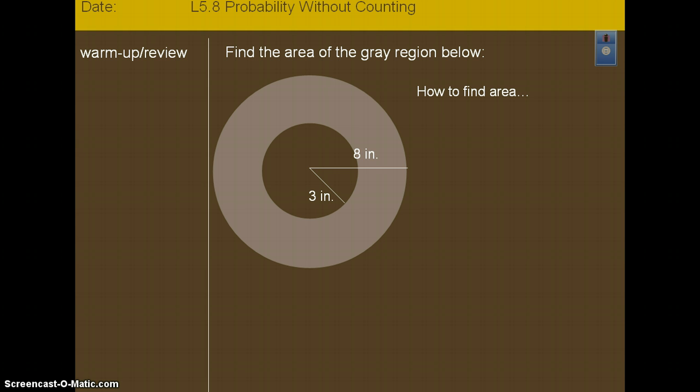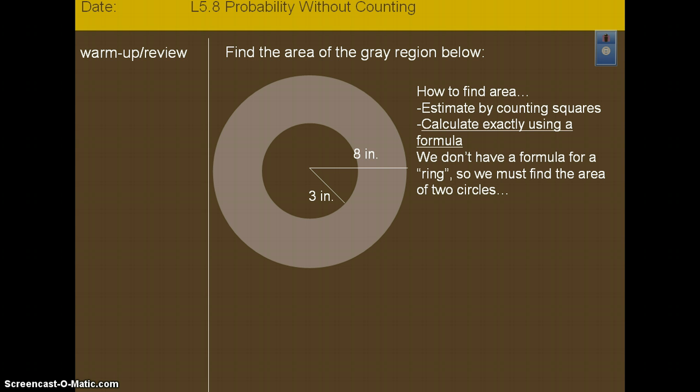How to find area. There really are two ways to do it. You can estimate by counting the squares that would fill the area, or we can be more exact by using a formula. We're going to actually use the second method. We don't have a formula for a ring, so to speak. Kind of the gray region here is a little bit of a ring or maybe a donut shape. So we must work with the area formulas that we do have.